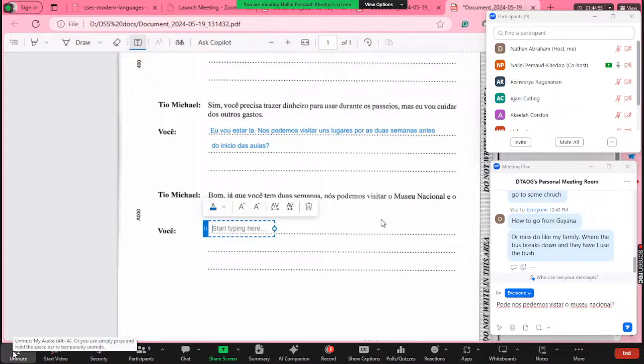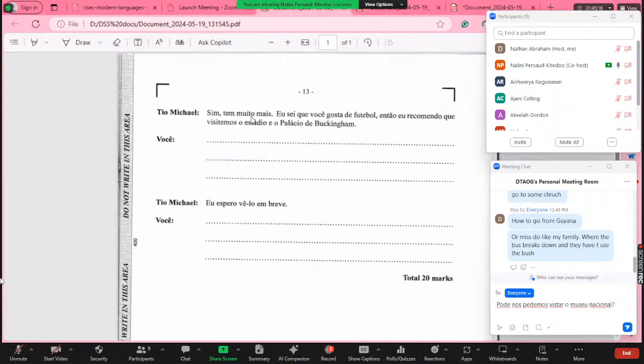Are there otros lugares para visitar? Are there other places to visit? So he says, yes, there are lots. I know you like football. I recommend so and so. We can go here and we can go there. And then this last answer here is, I hope to see you soon. What do you think you want to put here?